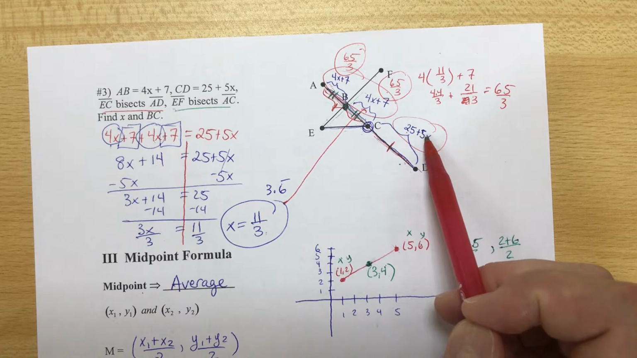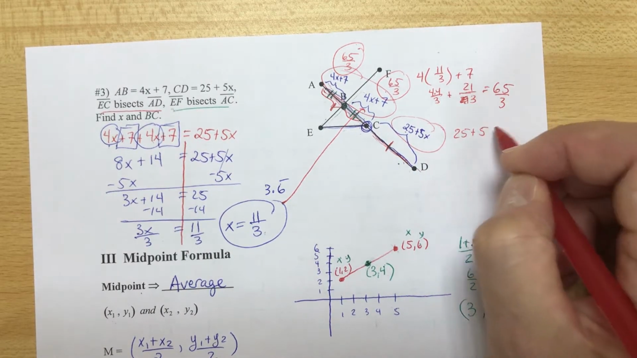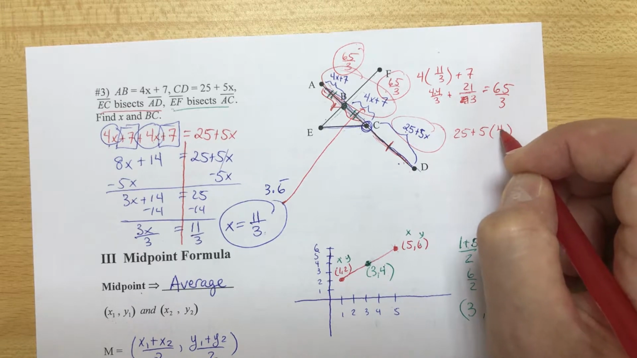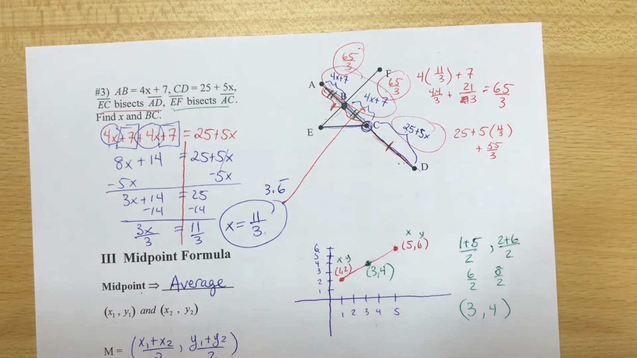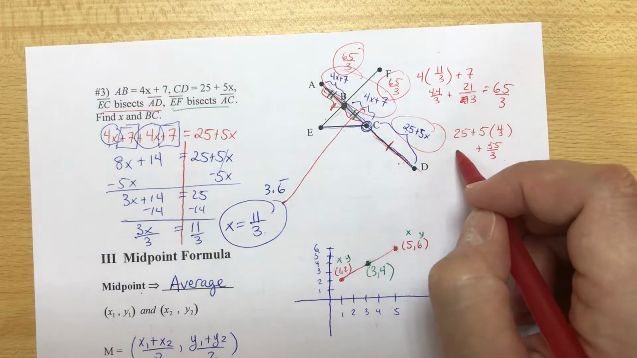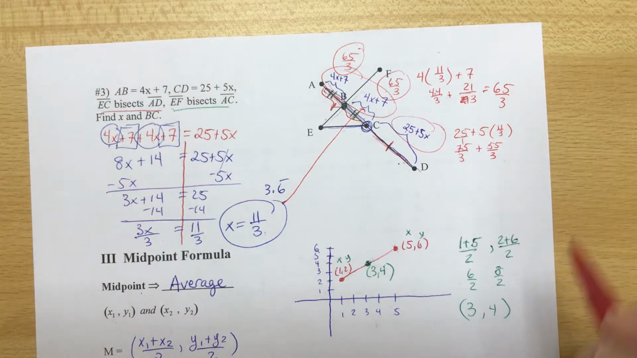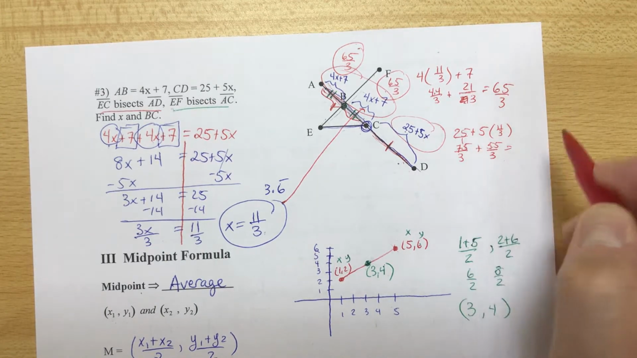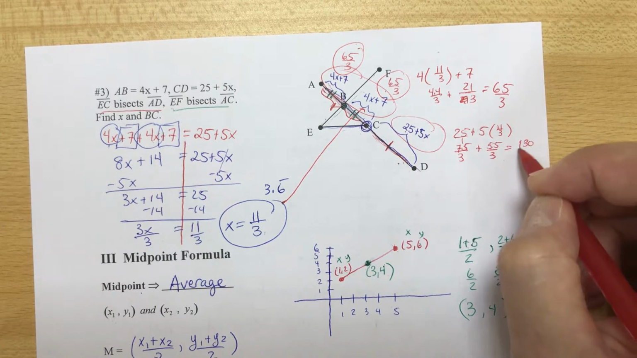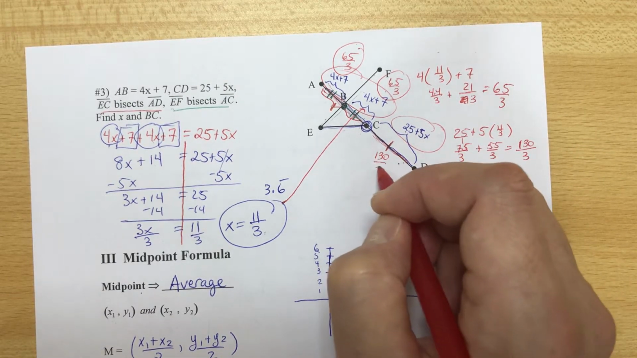So let me also plug it in to 25 plus 5x. Now 5 times x is 11 over 3. This is 55 over 3, 5 times 11. Again, let's get a common denominator. 25 over 1, that would be times 3. That would be 75 over 3. We can add the numerators now. 75 plus 55 is 130 over 3. Now that's this piece.